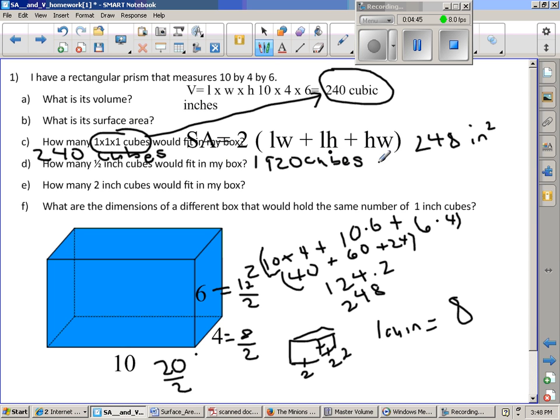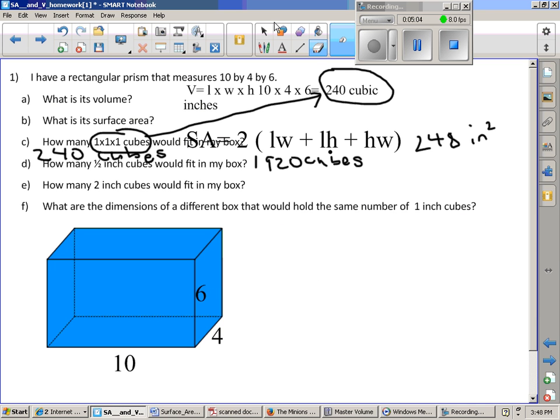The reason is it's 20 times 8 times 12. That's for the half-inch cubes. So it's not 1,920 cubic inches, it's 1,920 half-inch cubes. All right, so let's look at the next part.